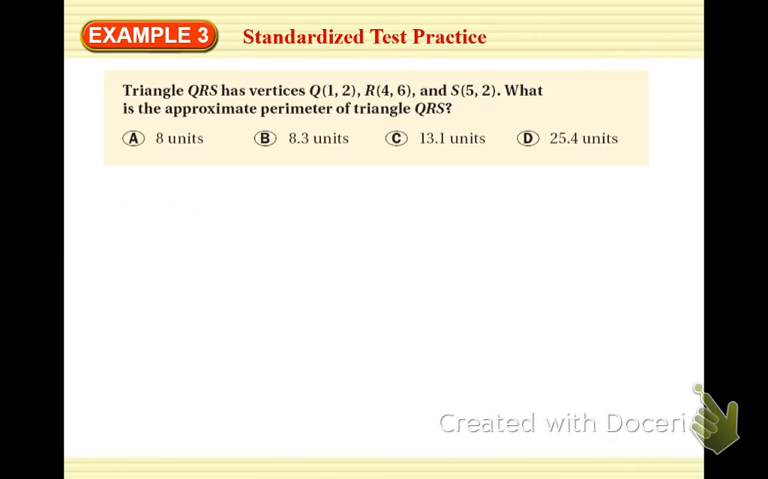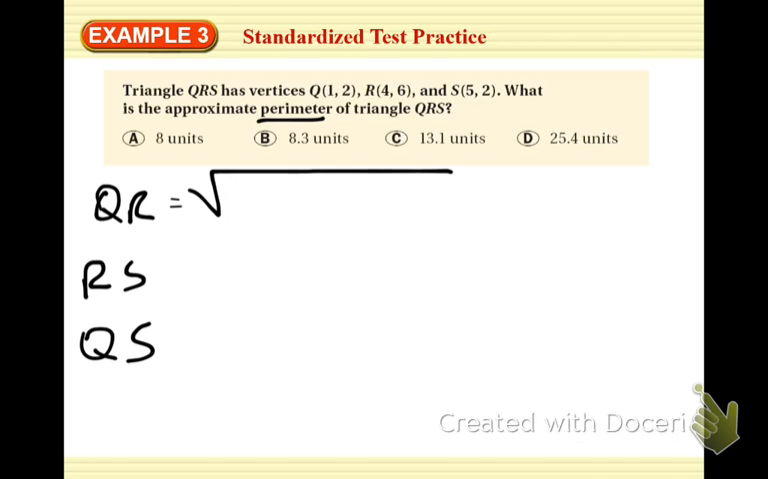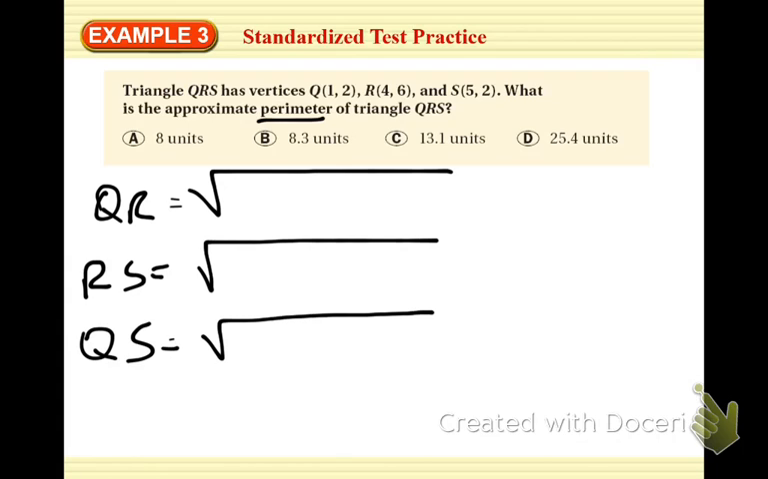Okay, number 3, triangle QRS has vertices Q, R, and S, those points there. What is the approximate perimeter? You can certainly plot this in a coordinate plane if you'd like, but in order to find the perimeter, we have to know the length of each side. So we have to find the length of QR, the length of RS, and the length of QS. And the length of a segment is the same as the distance between its 2 points. And so now it becomes a matter of doing 3 distance formulas.